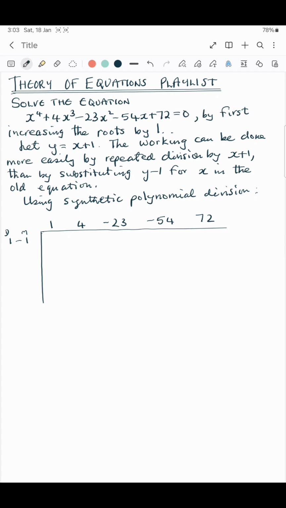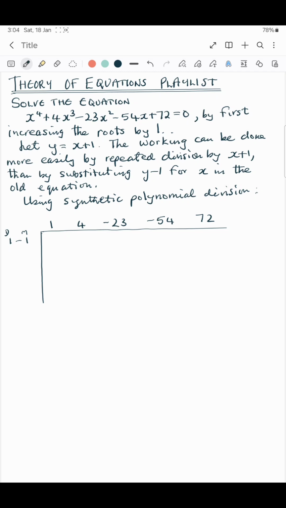So what I'm going to use here is synthetic polynomial division, or at any rate my version of it. What I've done is written down the coefficients 1, 4, minus 23, minus 54 and 72, and on the left 1 and minus 1. The first one is the coefficient of the x, and the minus 1 is the 1 but with the sign reversed. That's how this particular kind of division is carried out.